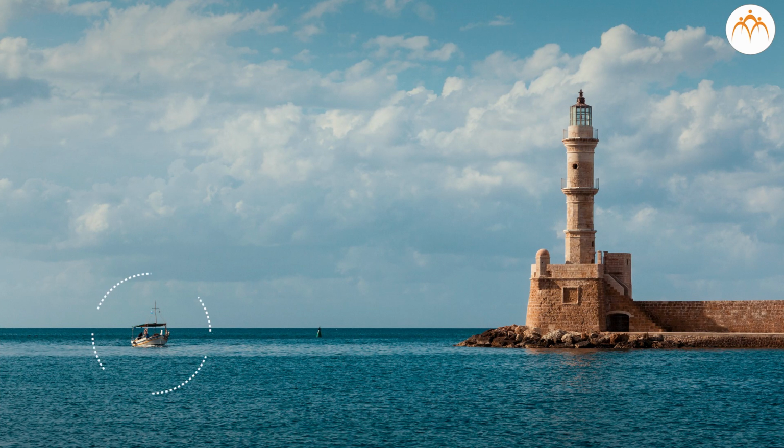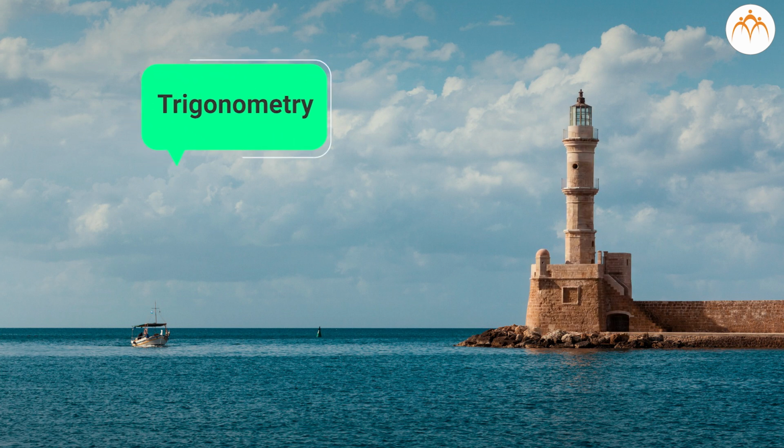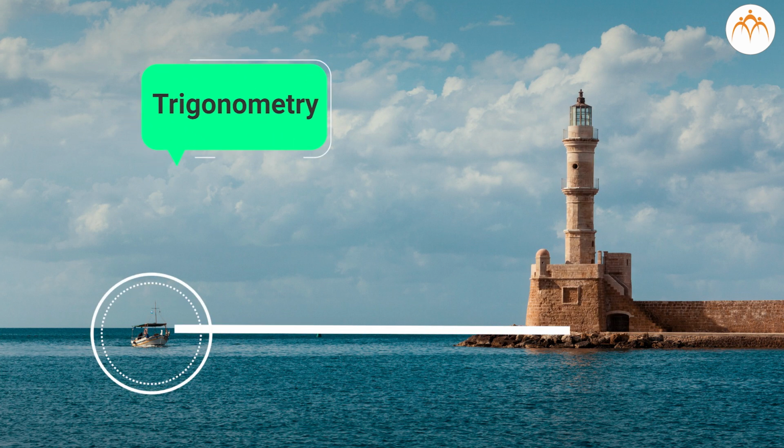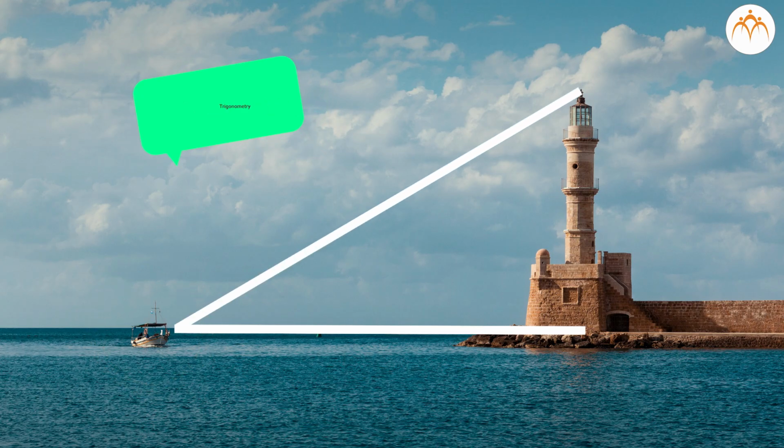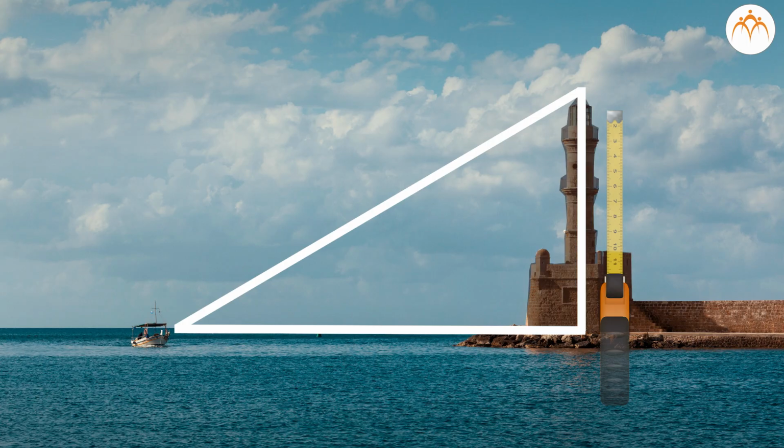Hello students, observe this scene. A ship is approaching the shore where a lighthouse stands. Trigonometry can be used to calculate the distance of the ship from the lighthouse as well as the height of the lighthouse. In many situations, it is difficult to actually measure the components.